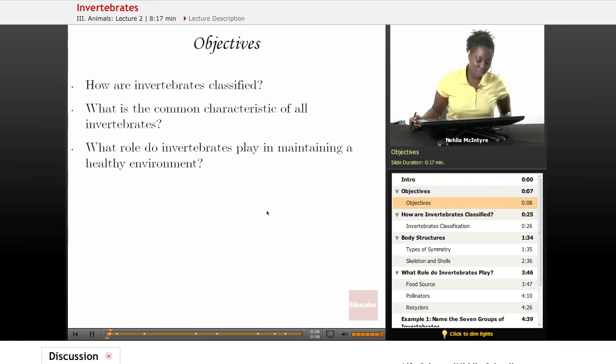Today's objectives will be, number one, how are invertebrates classified? Number two, what is the common characteristic of all invertebrates? And number three, what role do invertebrates play in maintaining a healthy environment?